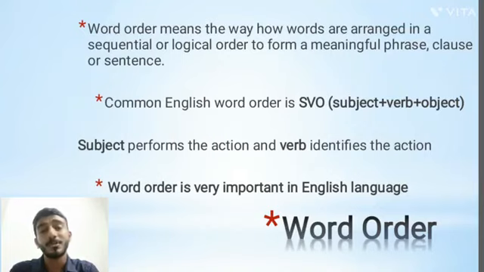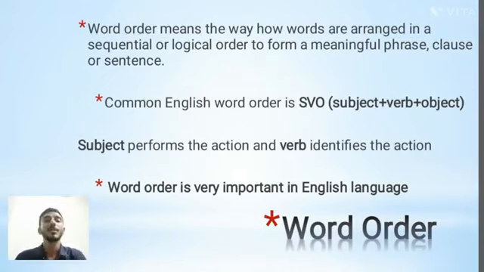Whenever we talk about English word order, the first that comes to our mind is subject, verb, object. This is one of the commonly used word orders in English. I'm sure you would be familiar with this word order. In the SVO pattern, the subject performs the action and the verb identifies that action. As I mentioned before, in English, word orders are very important. If you misplace any word without following word order, you will ruin your sentence.